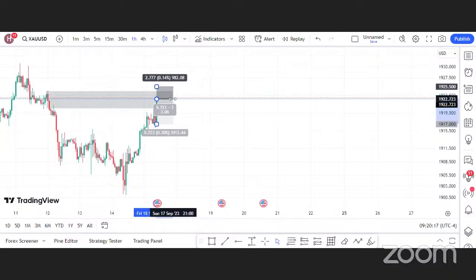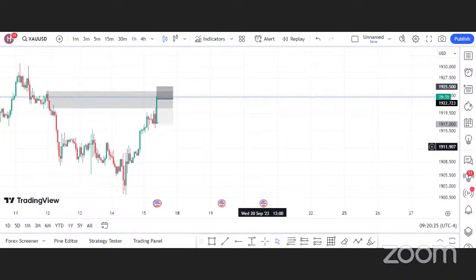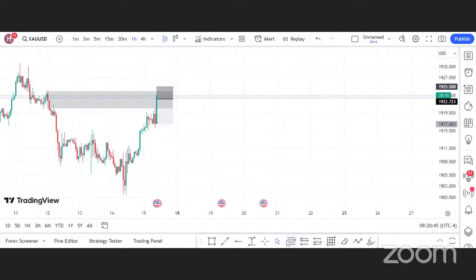Go to XAU USD and sell. XAU USD gold. Go and sell gold now. I'm already selling. Sell and set your stop loss. Let's set a stop loss on this trade, please.